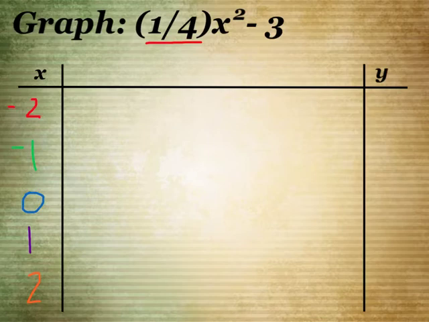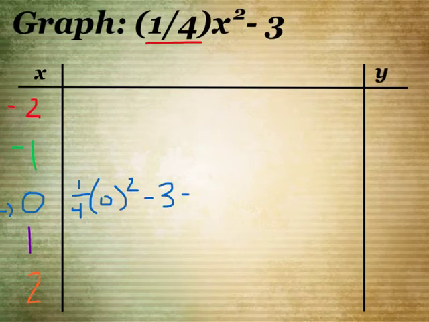The cool thing about parabolas is that we don't need to use all 5 of those points. For this specific graph, our vertex is going to be at 0, or our axis of symmetry is at 0. So I always start with my axis of symmetry. I'm going to go ahead and plug in 1/4 times 0 squared minus 3. That equals 1/4 times 0, which is just 0 minus 3, which is -3.